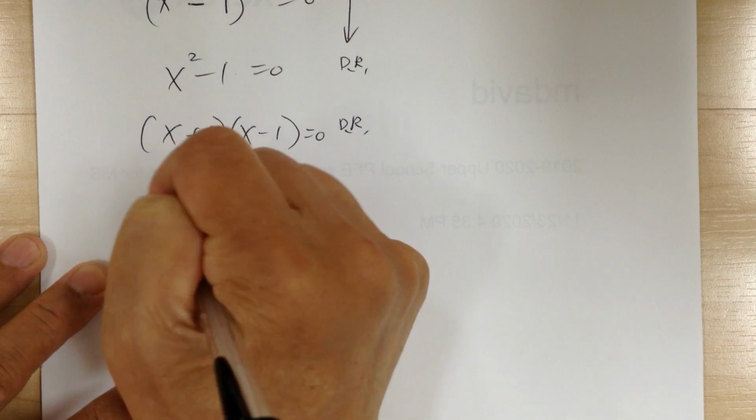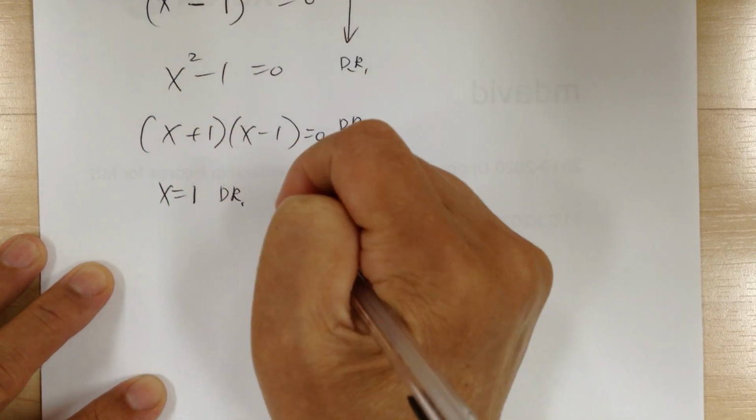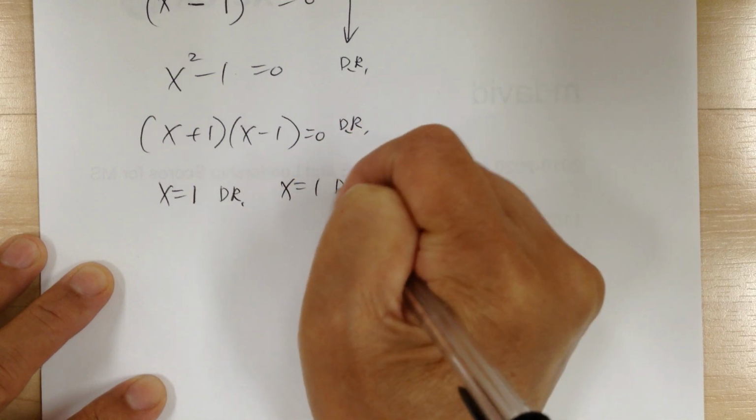And so you're going to get x equal to negative 1, and this again is a double root from this. And you've got x equal to 1. Again, this is the double root.